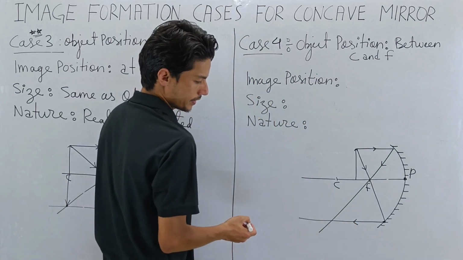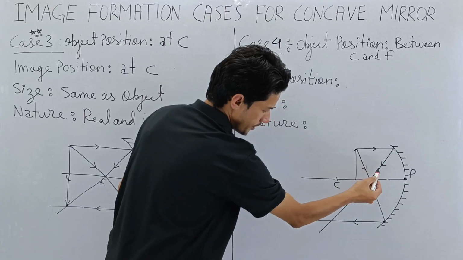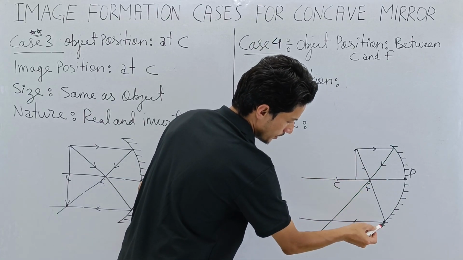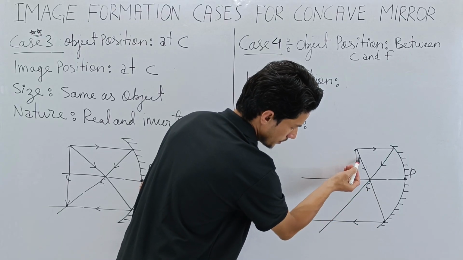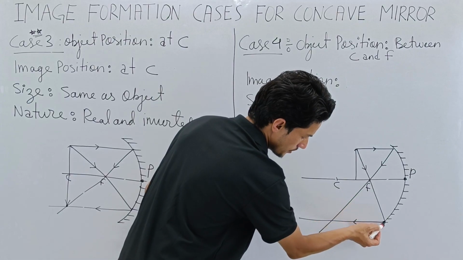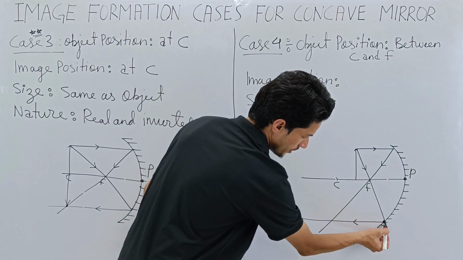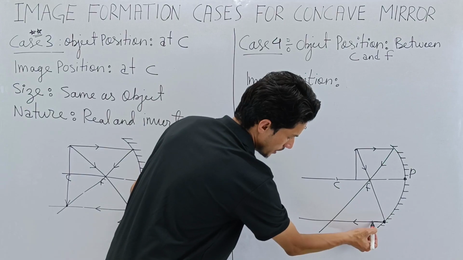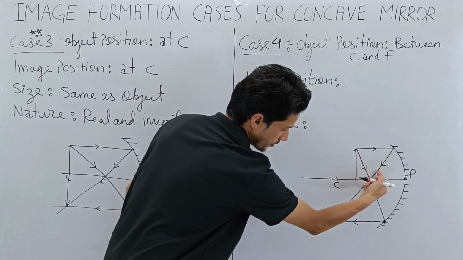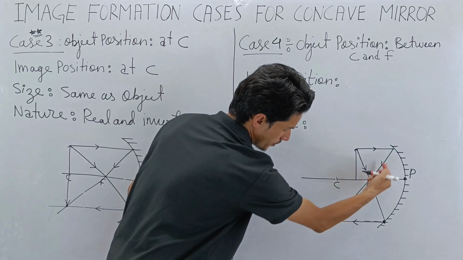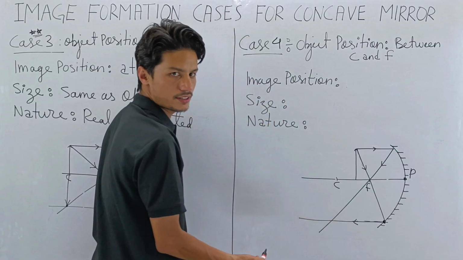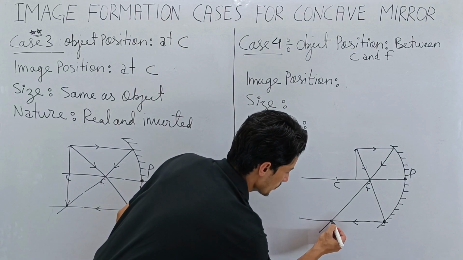So where do the two reflected rays meet? This is the first reflected ray. This is the second ray, but this ray has not been reflected yet. Now it touches the mirror here, so the second ray starts its reflection journey from here. This is the reflected ray of the second ray, whereas this is the reflected ray of the first ray. Where do they meet? Do they meet here? Yes. So the image will form here.